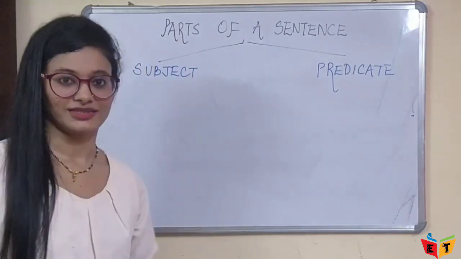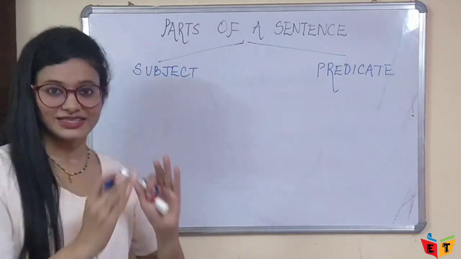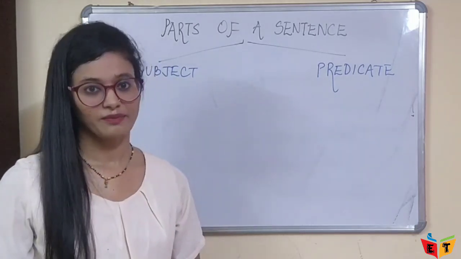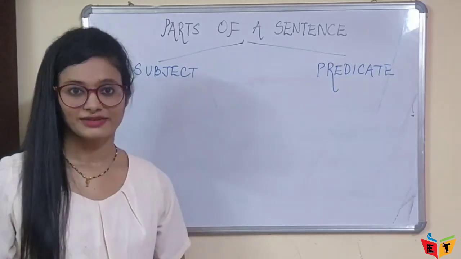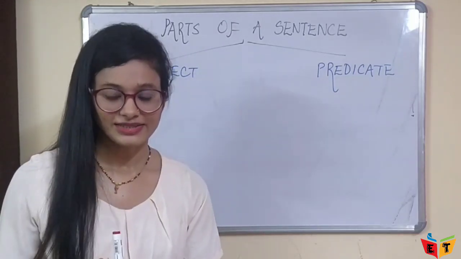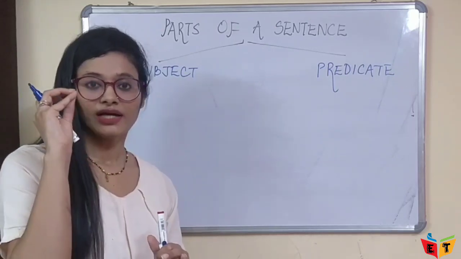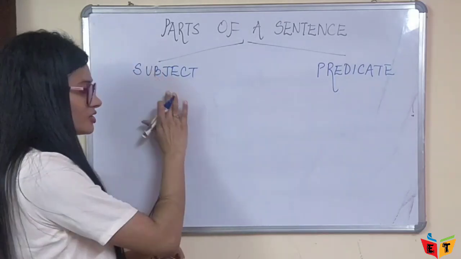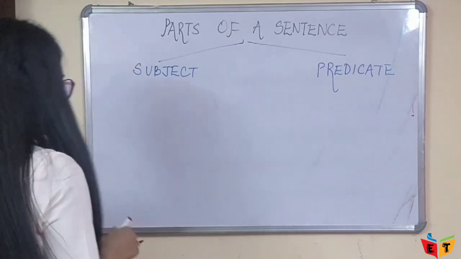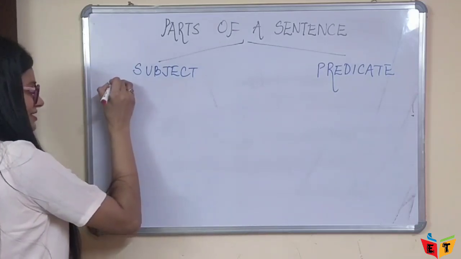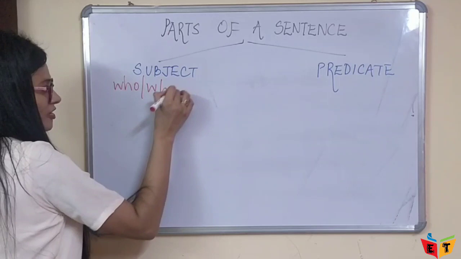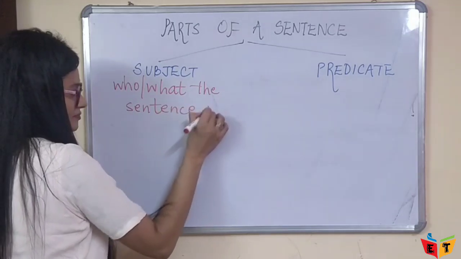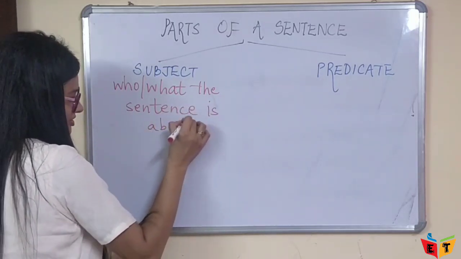So now what is a subject? A part of a sentence that tells us who or what the sentence is about. वो part sentence का जो हमें ये बताता है कि हम किसके बारे में बात कर रहे हैं, तो जिसके बारे में हम बात कर रहे हैं, that is your subject. Okay? So, a part of a sentence that tells who or what the sentence is about is your subject. Okay?